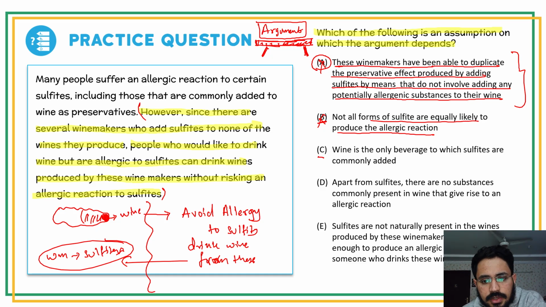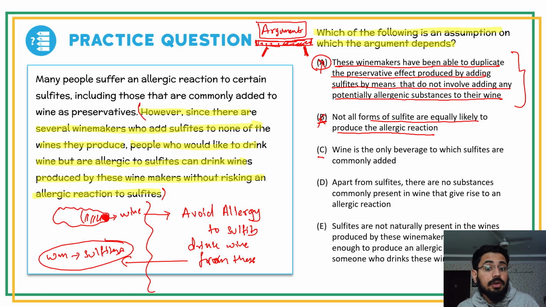If you tell me that wine is not the only beverage to which sulfites are commonly added, I would simply say, so what? My argument is that if you want to avoid sulfite allergy from wine consumption categorically, then drink wine from these winemakers. They're not adding sulfites to their wine. I'm not concerned with any other beverage. So yeah, assuming C does not help my argument.